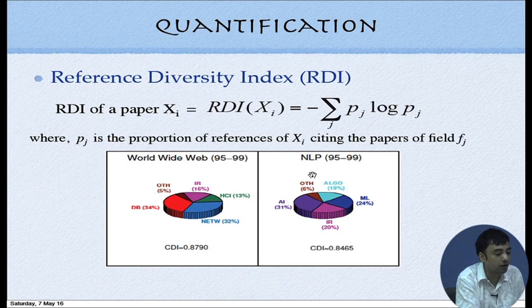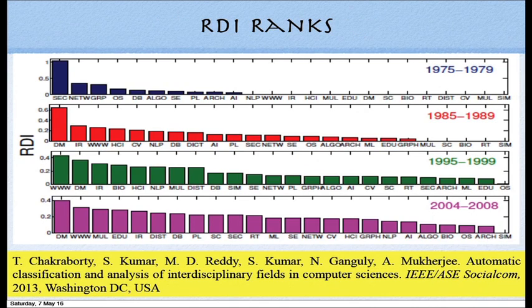Similarly, for the field natural language processing, this is the distribution or proportion of references from the papers of NLP going to the papers of other fields. So now given this definition of RDI, from these proportions you can very nicely calculate the entropy values. Based on these entropy values, you can rank the different fields. If you look at the window 1975 to 79, you see a ranking like this.